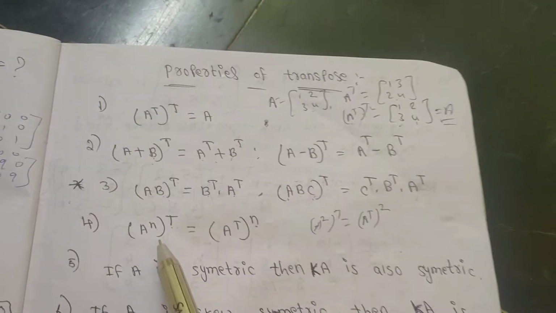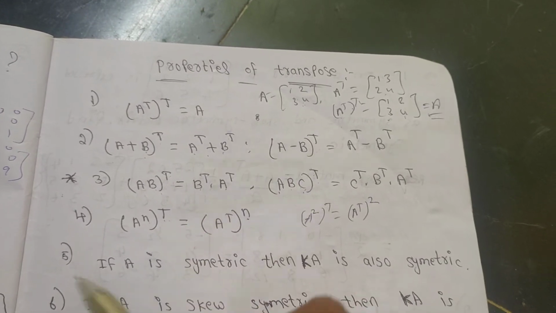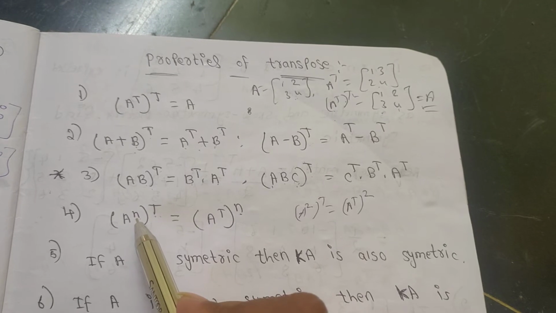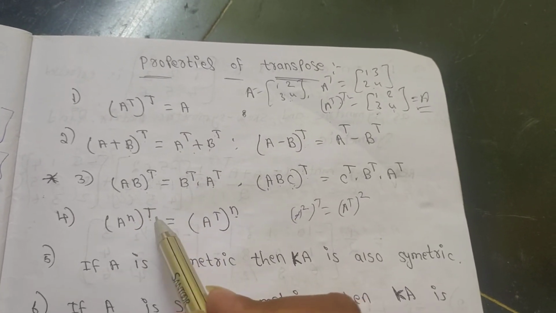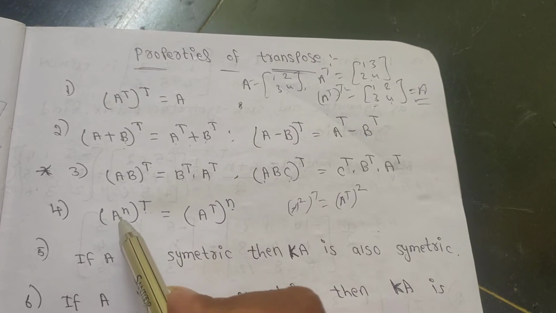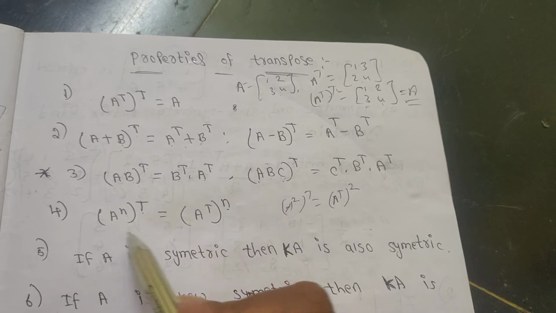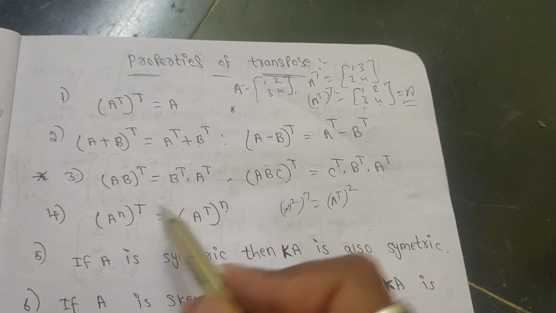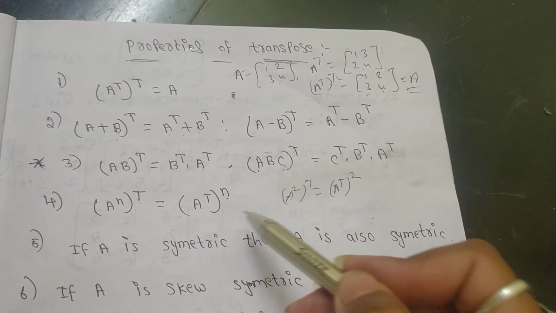Okay. Next, A power n whole transpose is equal to A transpose whole power n. What answer you get after raising the power of A up to n? After that, if you transpose, what answer do you get? Same answer you may get. First you transpose and after that raise the power up to n.